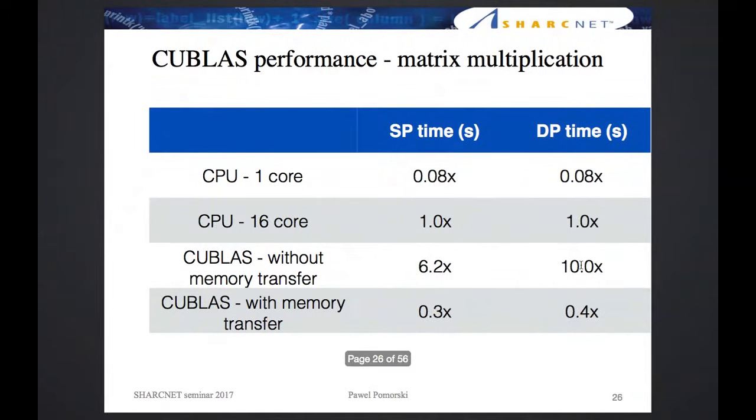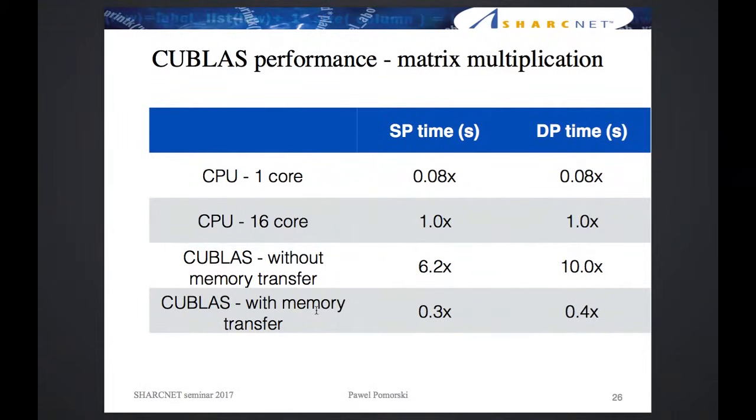So let me show you the same data in terms of speedup. So let's say speedup 1 is running in a multi-threaded configuration on the CPU using 16 cores. Well, if I do the same calculation in cuBLAS without the memory transfer, it runs about 6 times faster on the GPU, just in terms of pure number crunching. 6 times faster for single precision and 10 times faster for double precision. So the speedup on the GPU is quite significant.